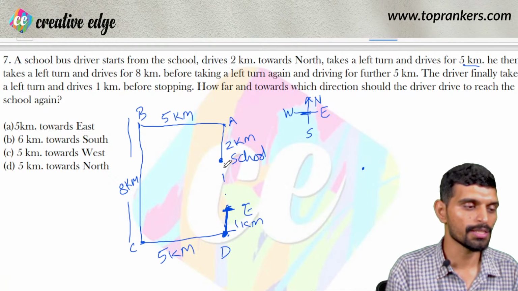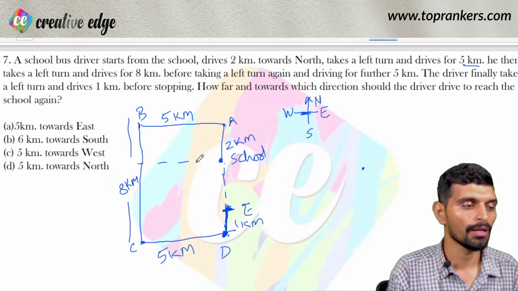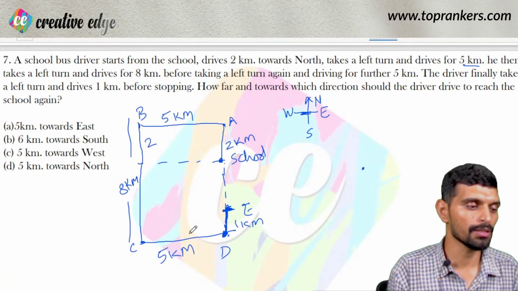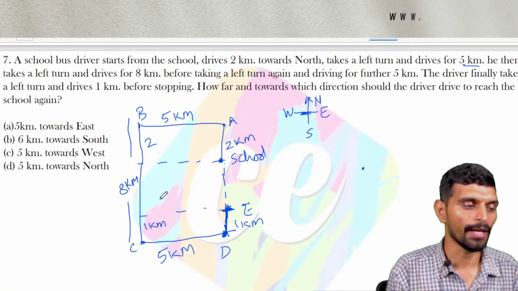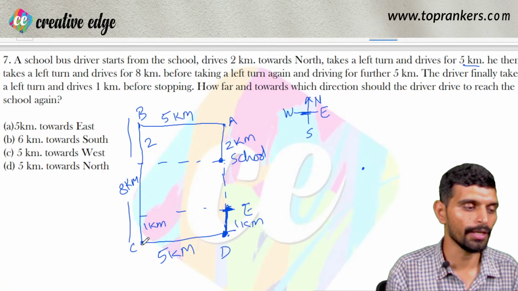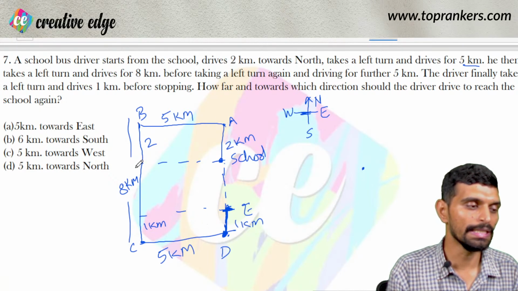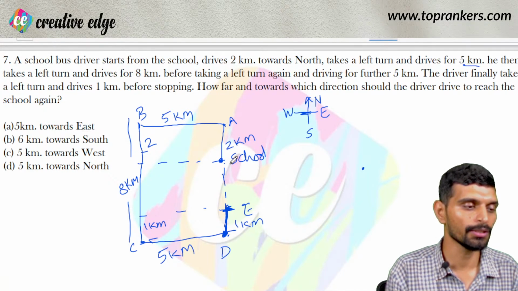So what is the distance between the school and point E? This distance is 2 kilometers. This distance should also be 1 kilometer as per geometry, because of the parallel lines at the same distance. So these distances should also be equal. This is 2, this is 1, 3. So out of 8, this 3 will be subtracted, and the difference is 5 kilometers.